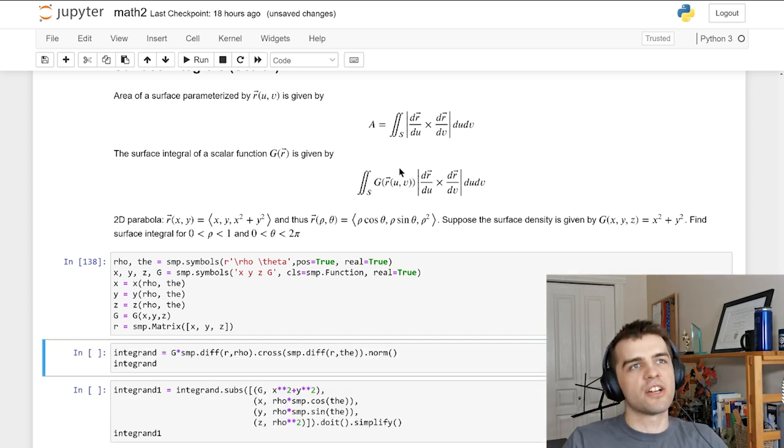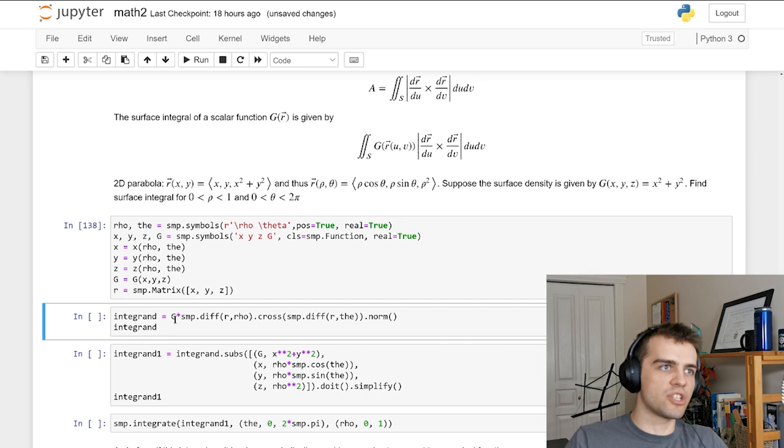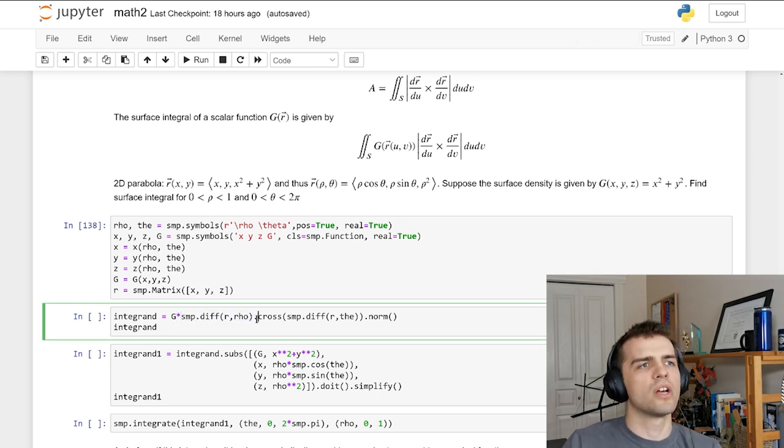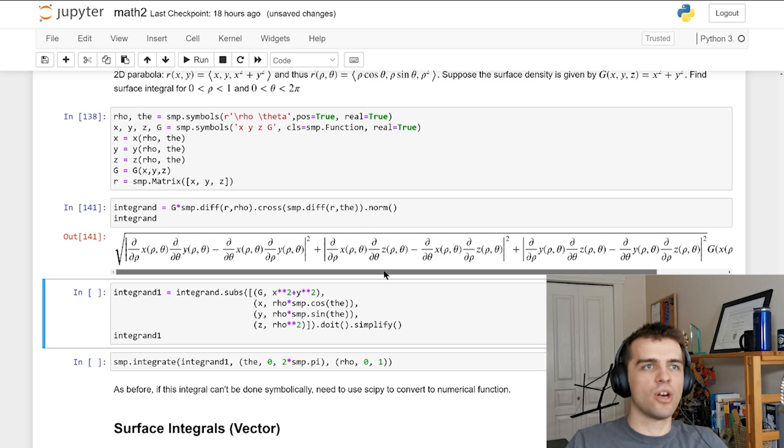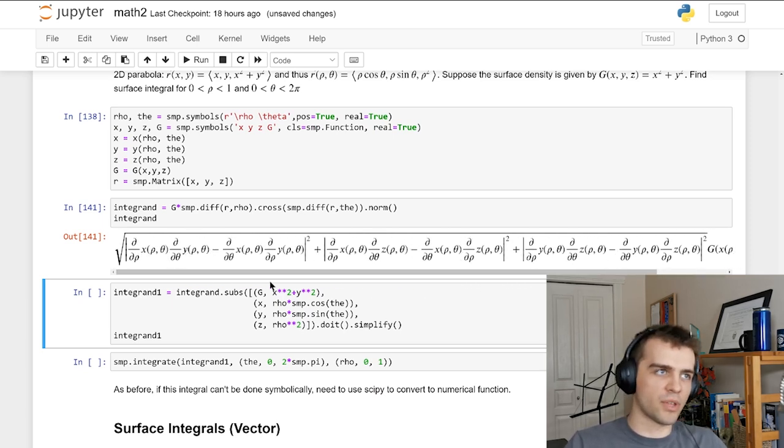The integrand, I just plug in everything that I see here. So g times the norm of the derivative of r with respect to rho cross r with respect to theta. This whole thing here is the norm that you see in the integral, and I multiply it by g, and I get the following integrand here, which of course is pretty long, right? I mean, there's a cross product involved. It's not a simple thing.